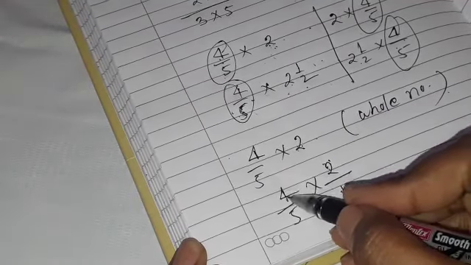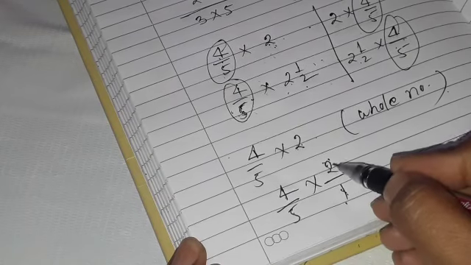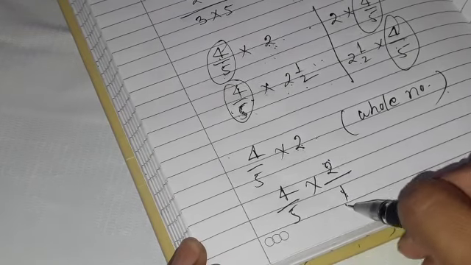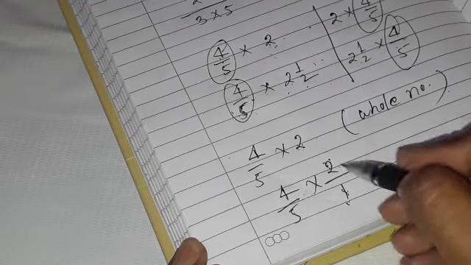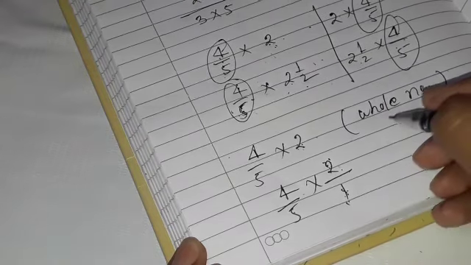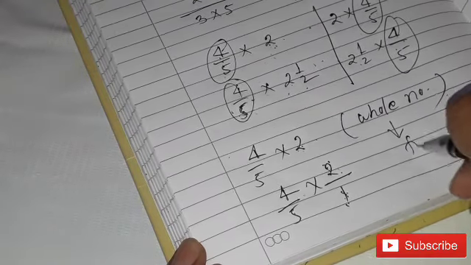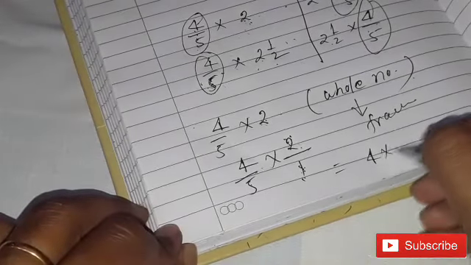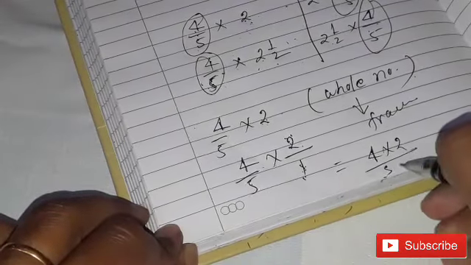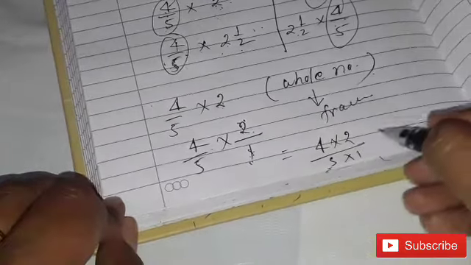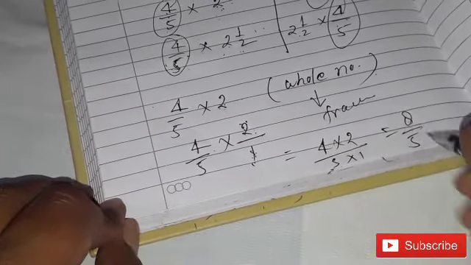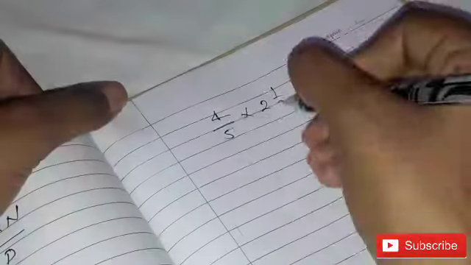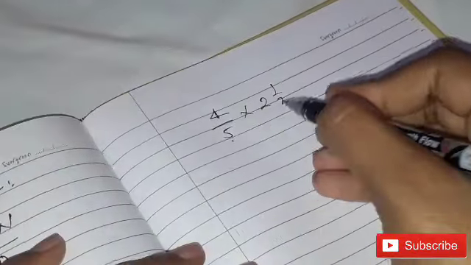But class, you can see your first fraction is there and this whole number is now converted into a fraction. So the meaning is numerator into numerator upon denominator into denominator, that means 8 upon 5. That is your answer.